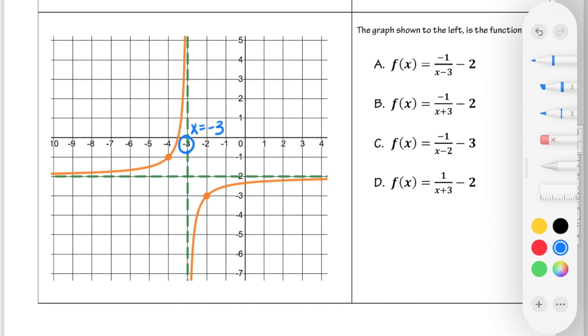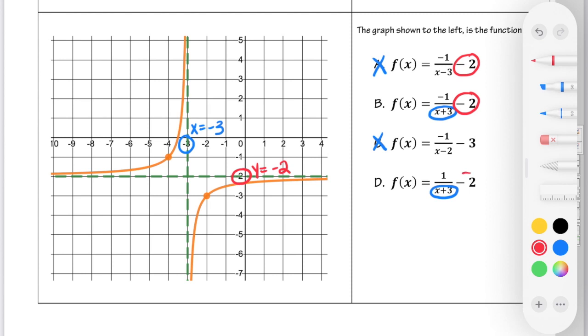That means my denominator should say the opposite, x plus 3. And I only have that in options B and D. So I'm going to eliminate A and C. My horizontal asymptote is at the y value of negative 2. So y equals negative 2. So that means I need to have a minus 2 at the end of my equation.